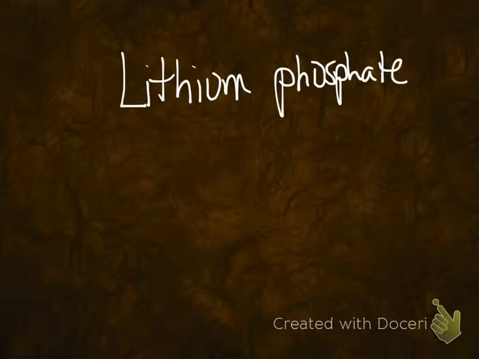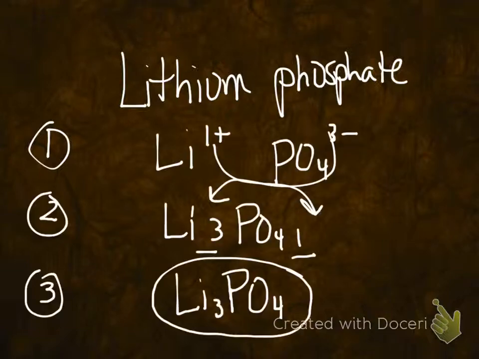Lithium phosphate. So, write your ions. I'm going to do it up here, but I'll be quiet, and then you can just check your answers when you're ready. Okay, so we did our ions, we did our crisscross, we did our simplification, got rid of our 1. We have Li3PO4.